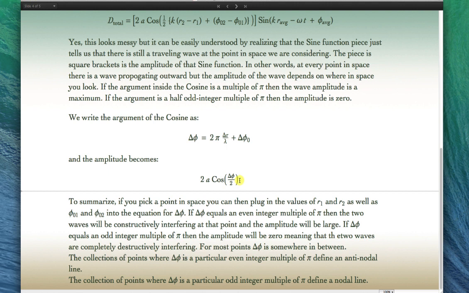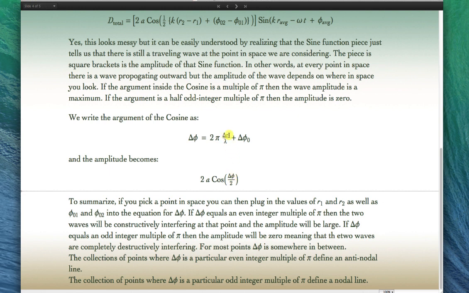If you have a bunch of points where delta r is, let's say, a half a lambda, half a wavelength, then we have a half wavelength over lambda, that's 1/2, times 2 pi is just pi. And then we have pi over 2 in here. Cosine of pi over 2 is 0. The amplitude would be 0.